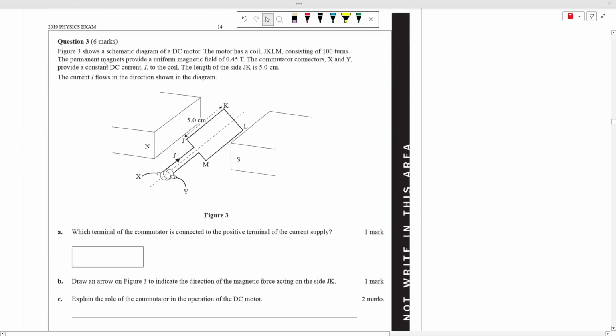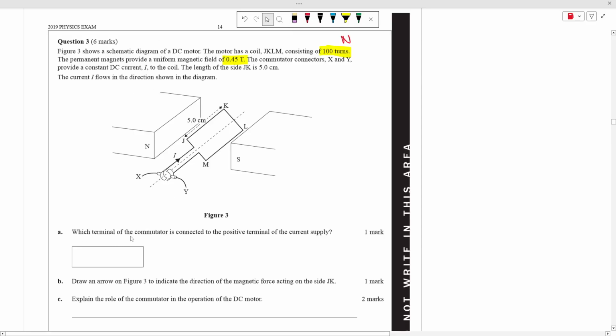Question 3. Figure 3 shows a schematic diagram of a DC motor. The motor has a coil, JKLM, consisting of 100 turns. Make a note there, that is N. The permanent magnets provide a uniform magnetic field of 0.45 Tesla. The commutator connects X and Y. The commutator connectors X and Y provide a constant DC current to the coil. The length of side JK is 5 centimeters.